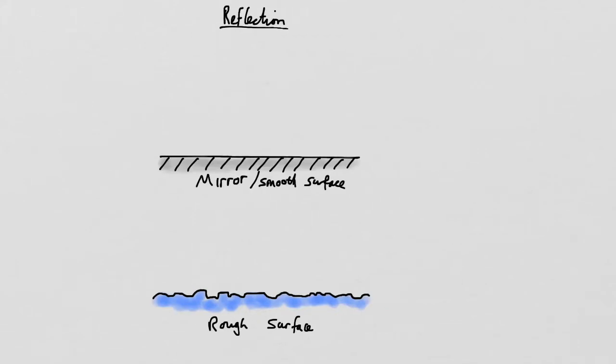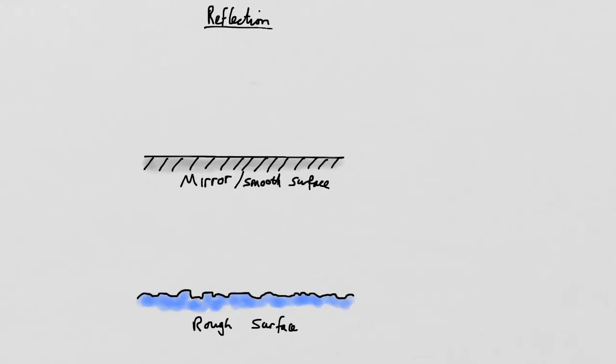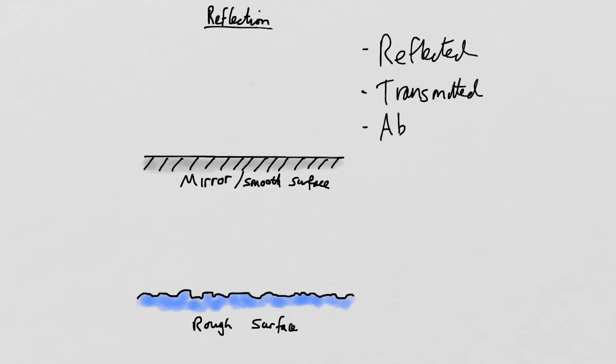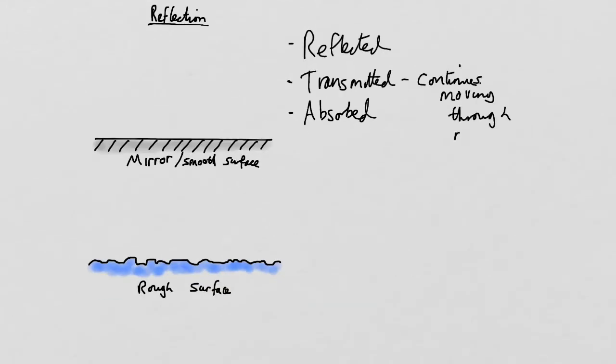It can do one of three things. It can either be reflected, it can be transmitted, or it can be absorbed. If it's transmitted, that means it's just going to go straight through the material. It will just carry on moving through the material, and it might be refracted, which is another video.